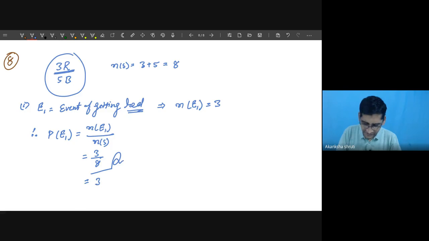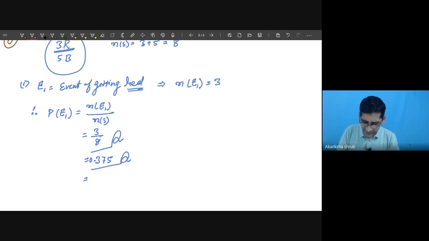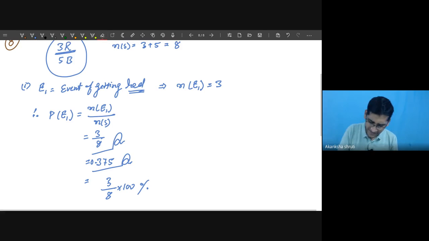So 3, not divisible, so put a point. Then you have to just divide it. 0.375. This way, it may be in decimal, or many a time it is expressed as a percentage also, into 100. While writing like this, you have to put the percentage sign, because percentage indicates divided by 100. So the 100s are getting cancelled.